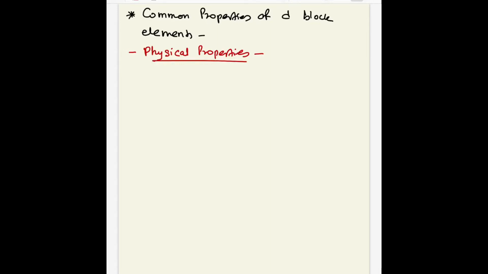Okay, so next point we can see the common properties of d block elements. First, the physical properties. All the d block elements are lustrous and shining in nature. Second, they are hard in nature and their densities are very high.